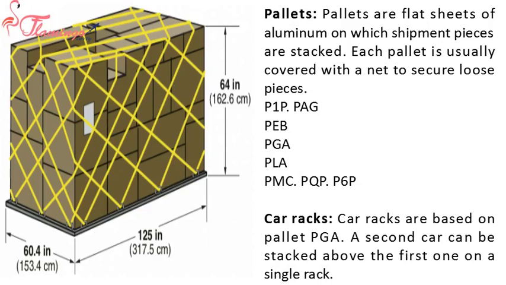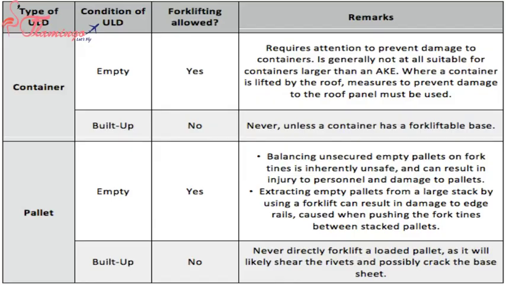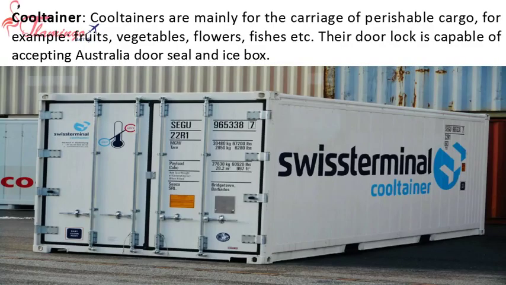P1P, PAG, PEB, PGA, PLA, PMC, PQP, P6P. Car racks. Car racks are based on pallet PGA. A second car can be stacked above the first one on a single rack. Containers are mainly for the carriage of perishable cargo, for example, fruits, vegetables, flowers, fishes, etc. Their door lock is capable of accepting Australia door seal and ice box.